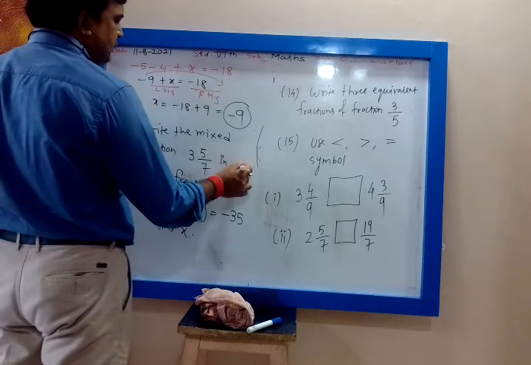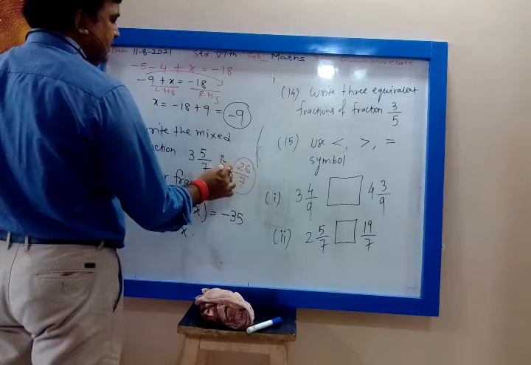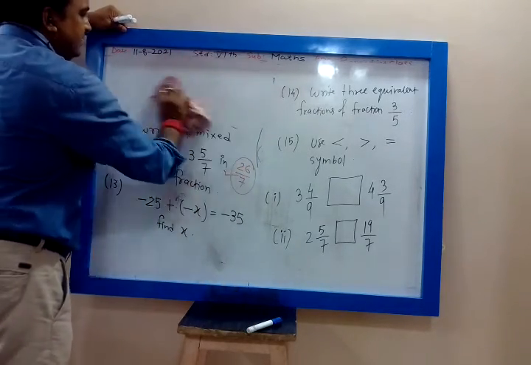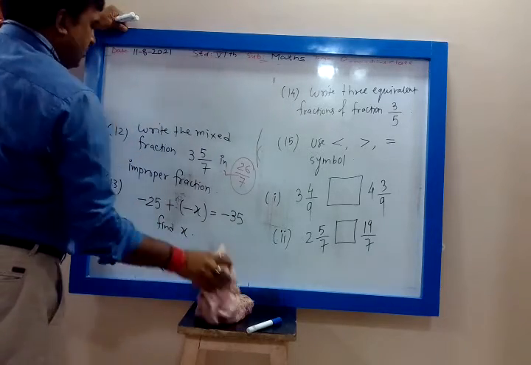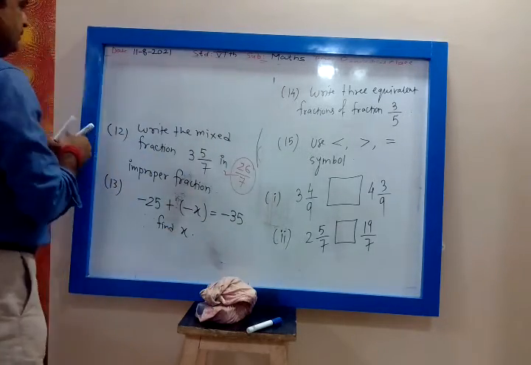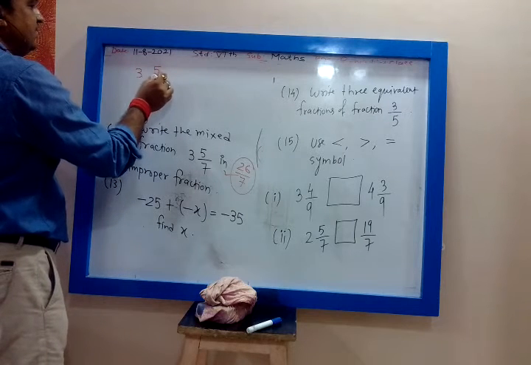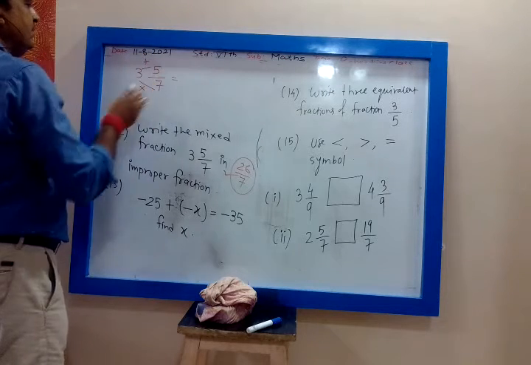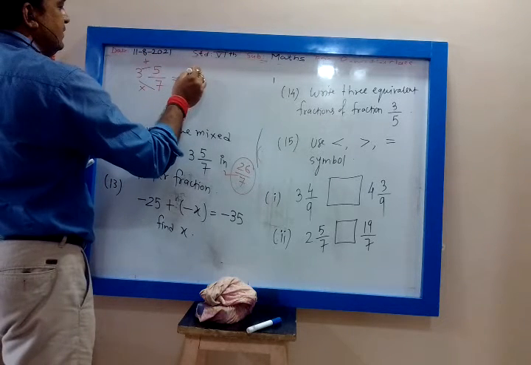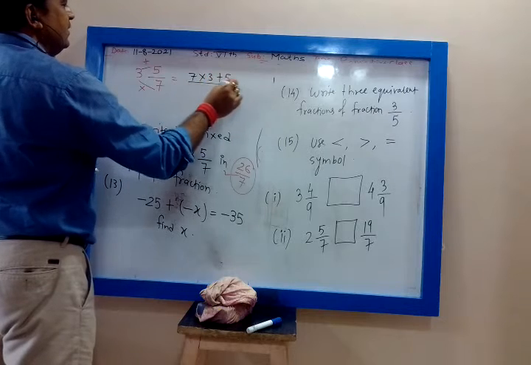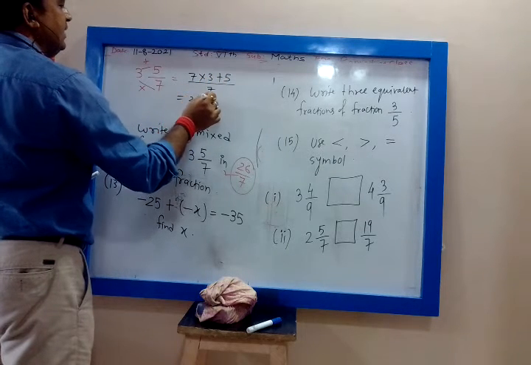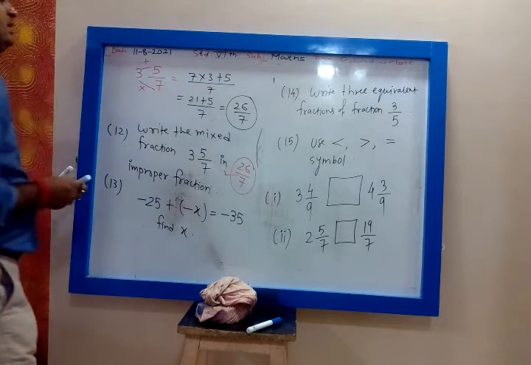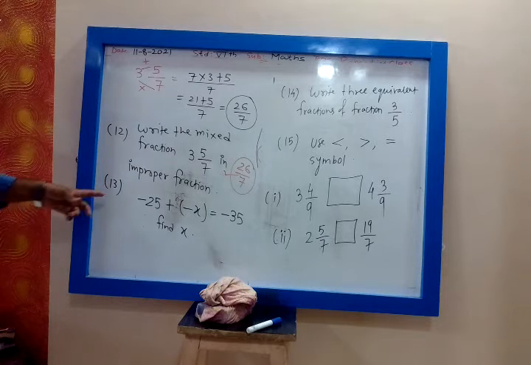Yes, absolutely correct answer. 26 upon 7. Very good. So 3 and 5 by 7 is given as a mixed fraction, and you want to write that as an improper fraction. You have to multiply 7 by 3 and add 5. So that will be 7 into 3 plus 5, upon 7. 7 threes are 21. 21 plus 5 upon 7. The answer is 26 by 7. Absolutely correct answer. Do the 13th one.